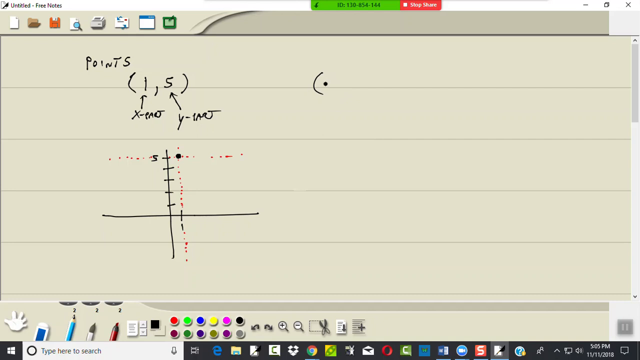If I had another example, -2, 3. Here's -2 on our x-axis. Here's 3 on our y-axis. Again, where they intersect is where we put our point. It's kind of like that game Battleship, if you ever played that, where you do the intersection. Say A5. You do the intersection of A and 5.